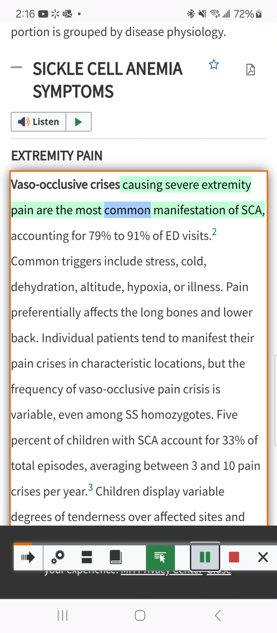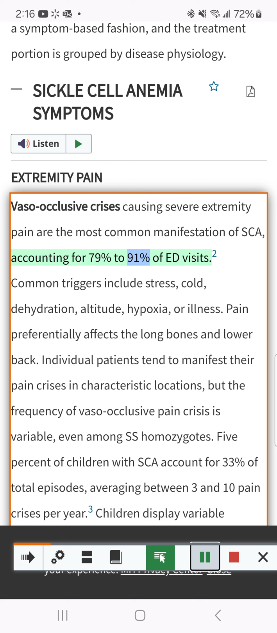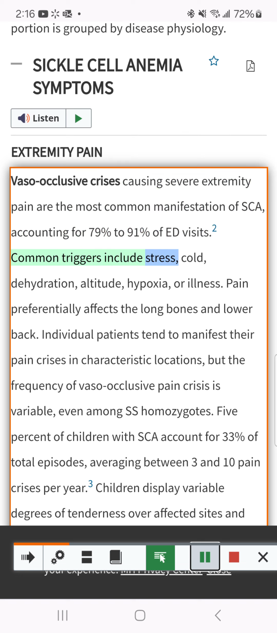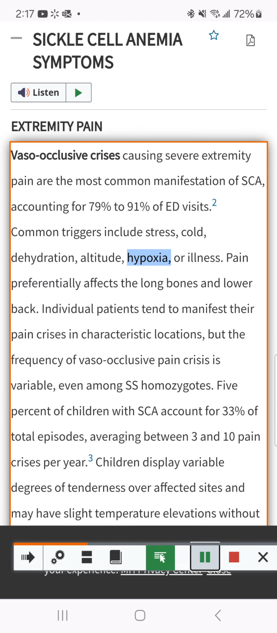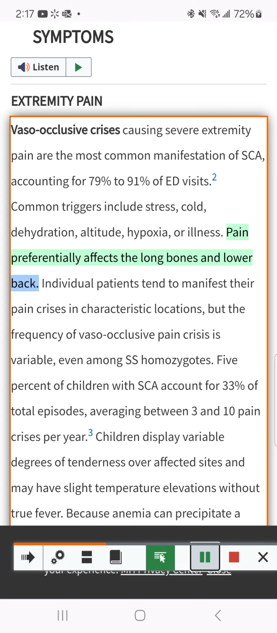Vaso-occlusive crises causing severe extremity pain are the most common manifestation of SCA, accounting for 79% to 91% of ED visits. Common triggers include stress, cold, dehydration, altitude, hypoxia, or illness. Pain preferentially affects the long bones and lower back.